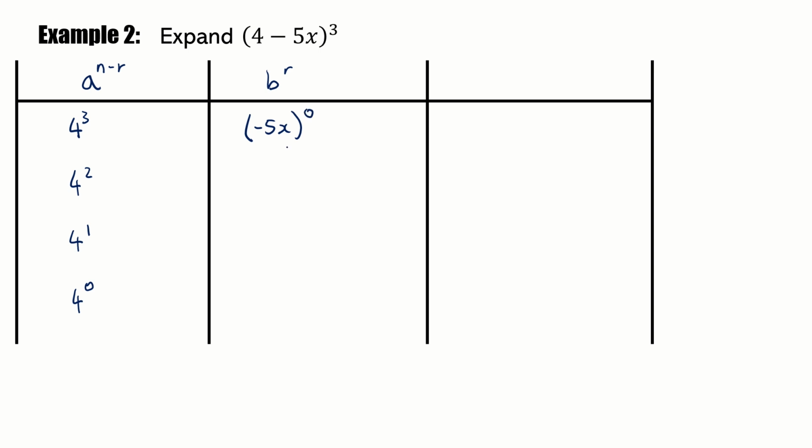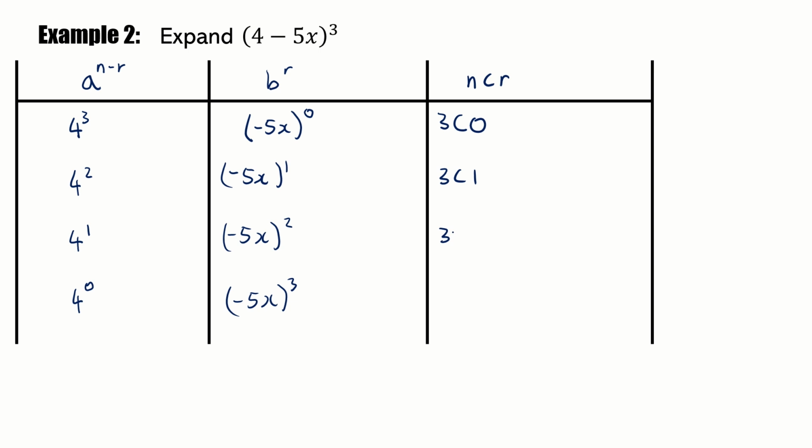So we're going to start off with minus 5x to the power of 0, but then we're going to do minus 5x to the power of 1, minus 5x to the power of 2, and then minus 5x to the power of 3. And then lastly, as always, we have the nCr part, which will always be 3C something because the power of the brackets is 3, and then we're going to start off with 3C0, 3C1, 3C2, 3C3.